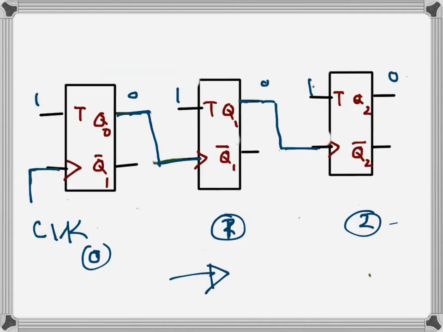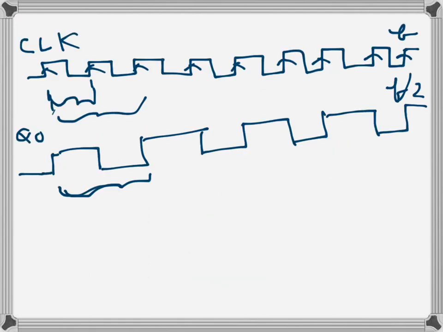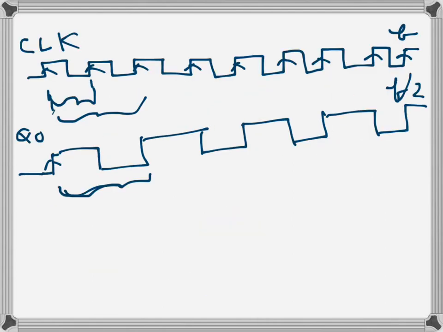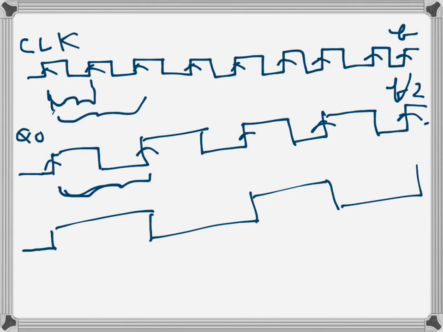Now for flip-flop 1, Q0 is the clock, so we will write the clock edges, and this one's clock edge is again a rising edge. If Q1 starts from 0, here it becomes 1, then here it goes down, goes up again, goes down again, goes up. And again we notice that this is 1 clock cycle.